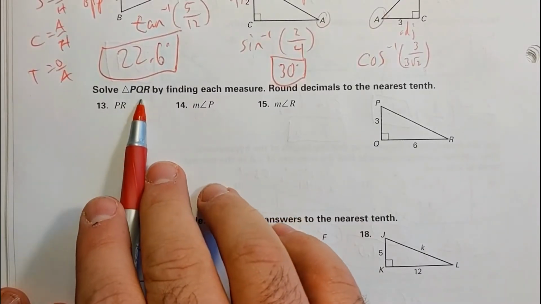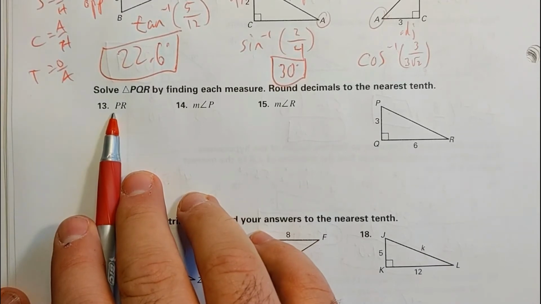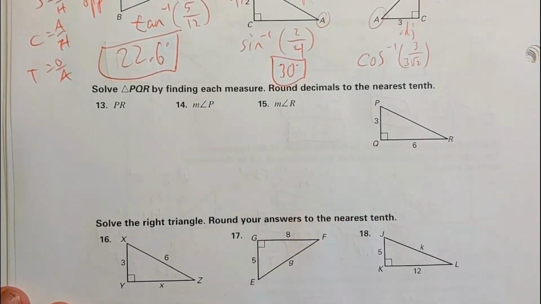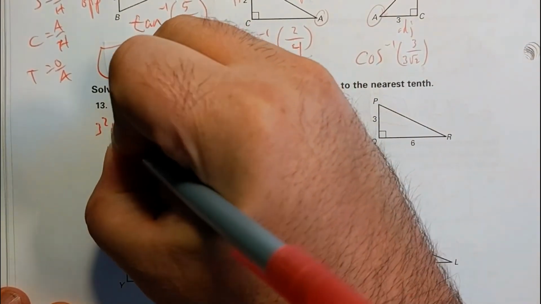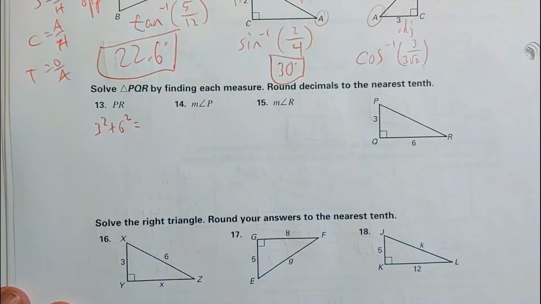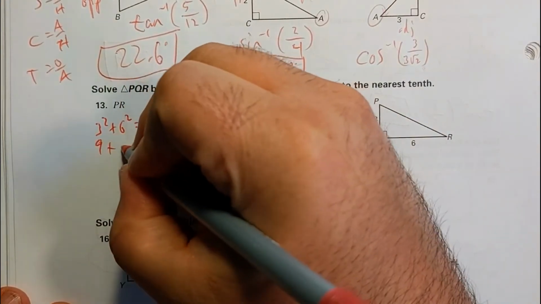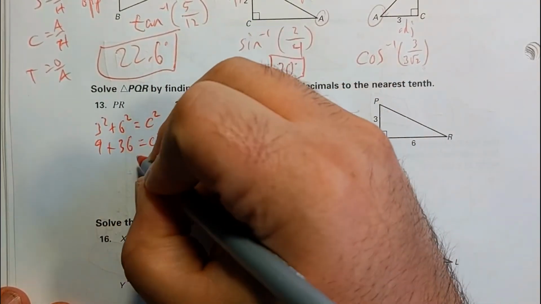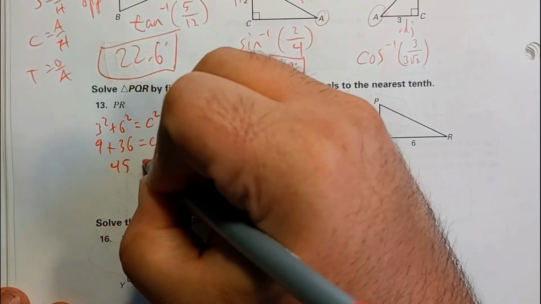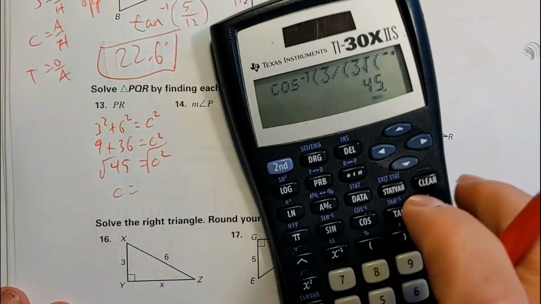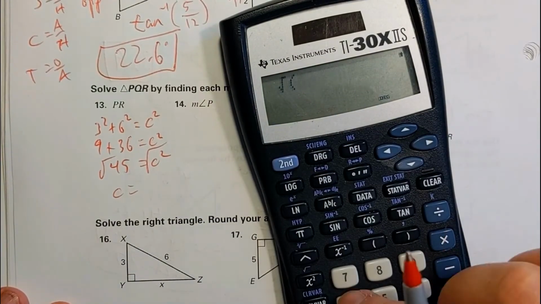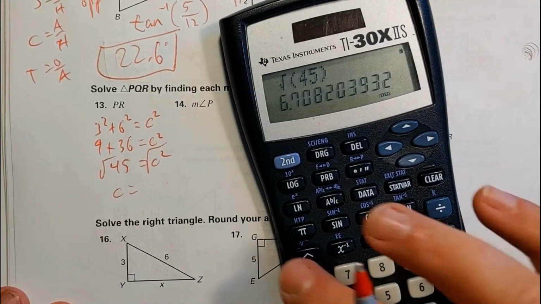Number 13, it says find PR. So if you have 2 of the sides, you're looking for the third one, you're going to use Pythagorean theorem here. These 2 are the legs, you're looking for the hypotenuse. So 3 squared and 6 squared are going to go together on one side. C squared is going to go on the other side. 3 squared is 9, 6 squared is 36. 36 and 9 is 45. And then you have to square root that to get C by itself. So the square root of 45 is 6.7.